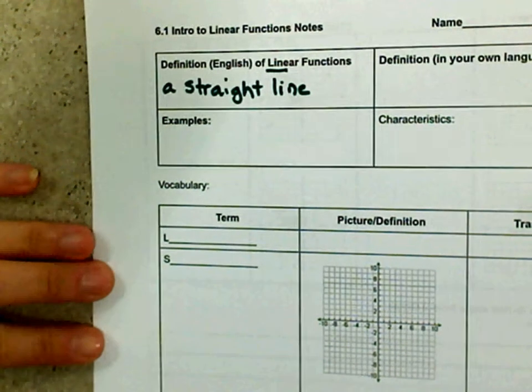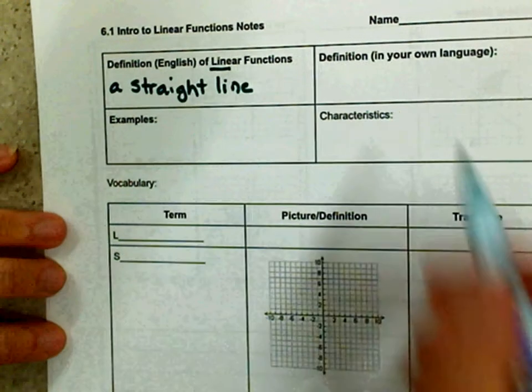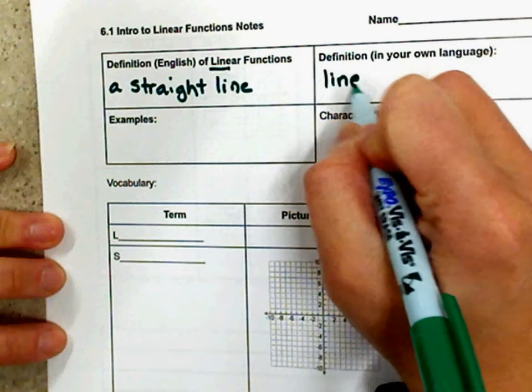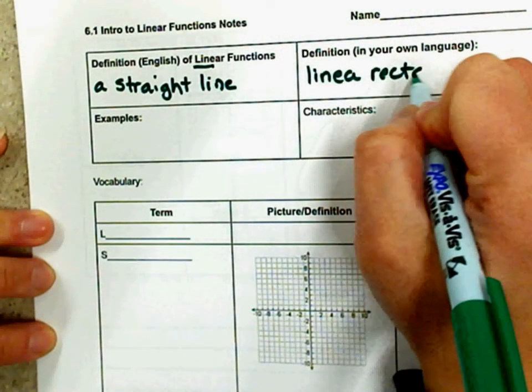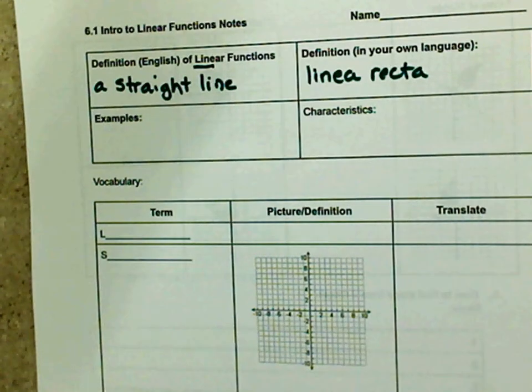And I learned a new word today in Spanish. Linea is a line, recta, straight. Is that right? Did I get it? Oh, cool. I learned that today. All right. I'm so proud of myself. I learned that in Spanish today. Linea recta. Okay. But I bet you guys say it so much prettier than I do.